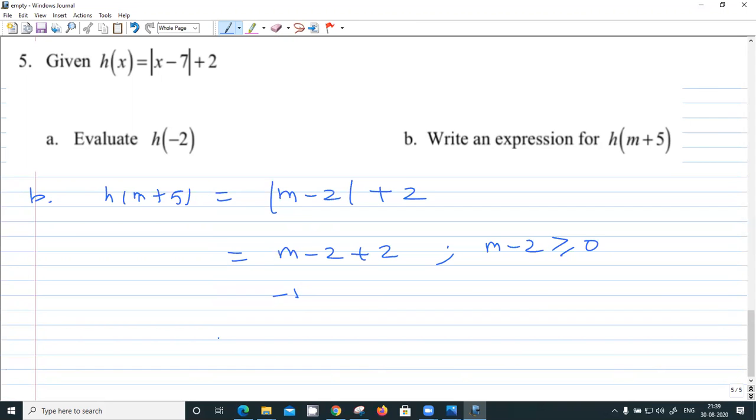Is it difficult to understand? See, mod of something is equal to x when x is positive, and it is equal to minus x when x is negative. You know this, right? Because mod of 5 is 5, mod of minus 5 is minus into minus 5. Okay, so this will become minus m plus 2 when m minus 2 is less than 0.